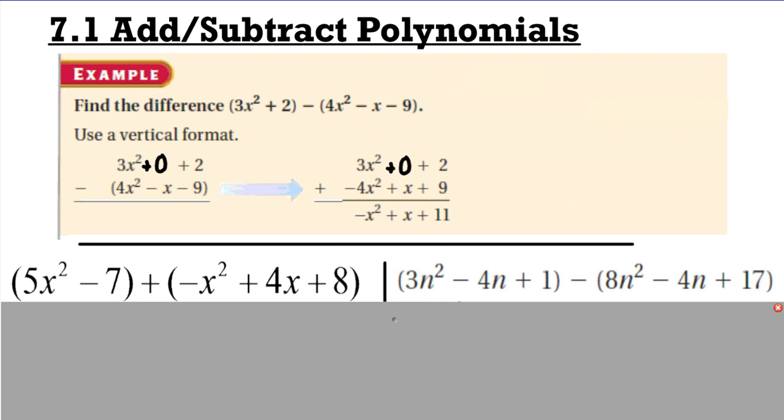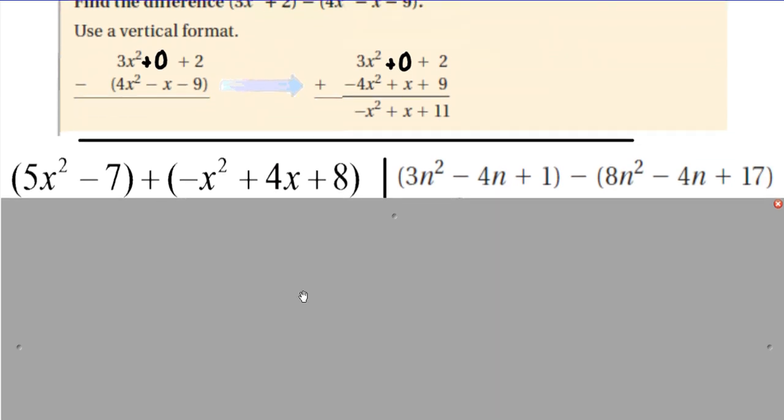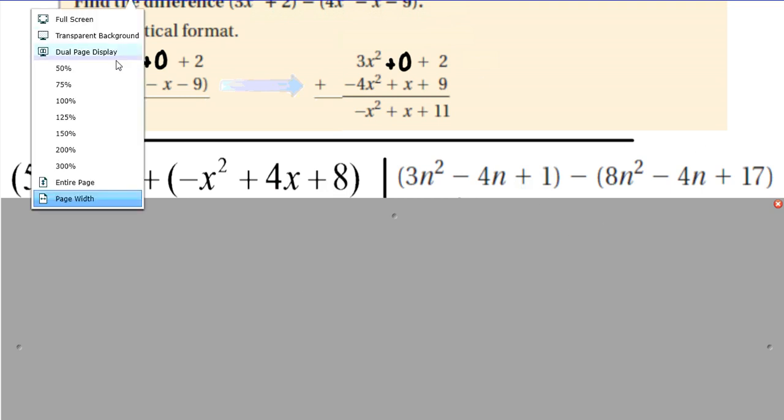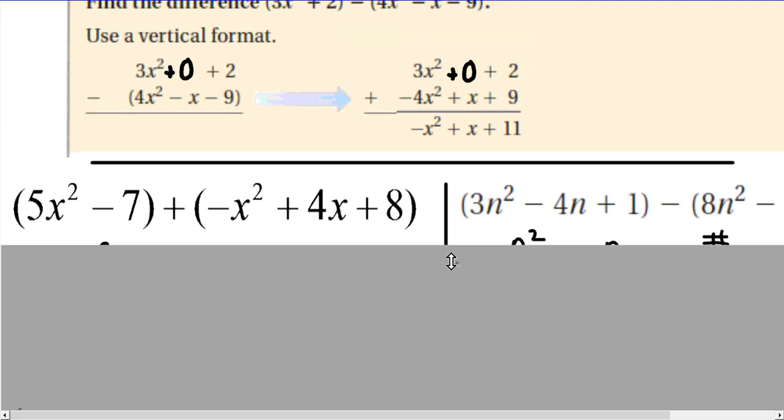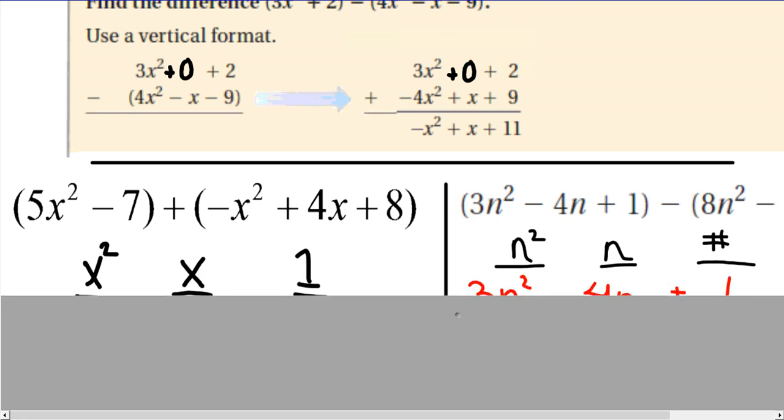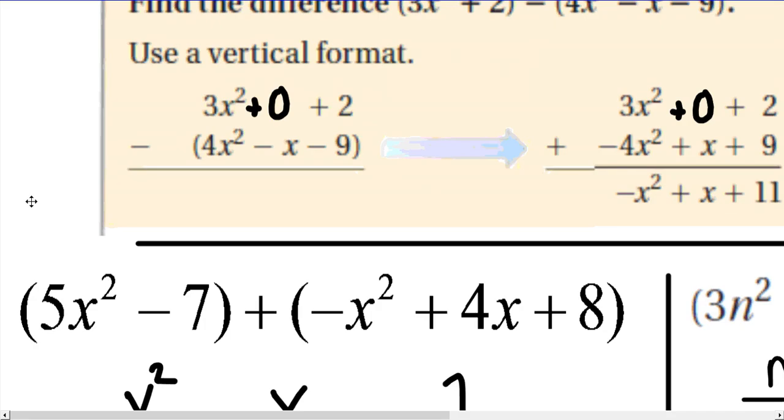This top one's just to refresh your memory. I'm going to guide us through this first one, and then I'll have you try the second one on your own. So I'm going to zoom in on the first one, make it a little easier to see. I want to add these two quadratic expressions. Each expression is in parentheses, and the way that I taught it is let's line it up like we did.